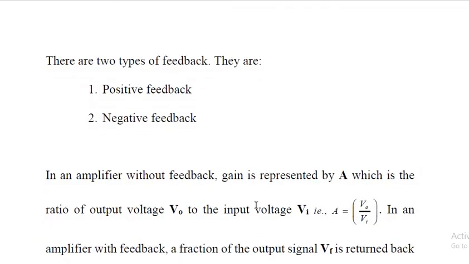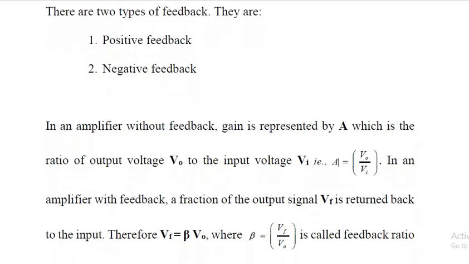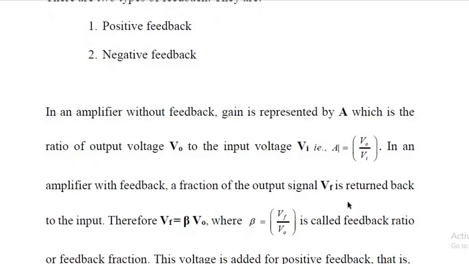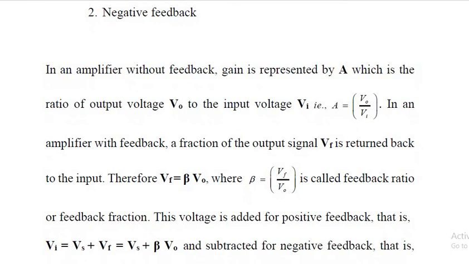In the amplifier without feedback, gain is represented by A, which is the ratio of output voltage to the input voltage. That is, A is equal to VO by VI. In an amplifier with the feedback, a fraction of the output signal or the output voltage VF is returned back to the input. Therefore, the feedback voltage VF is equal to beta VO, where beta is equal to VF by VO. This is called a feedback ratio or a feedback fraction. And this voltage is added for positive feedback and subtracted for negative feedback.